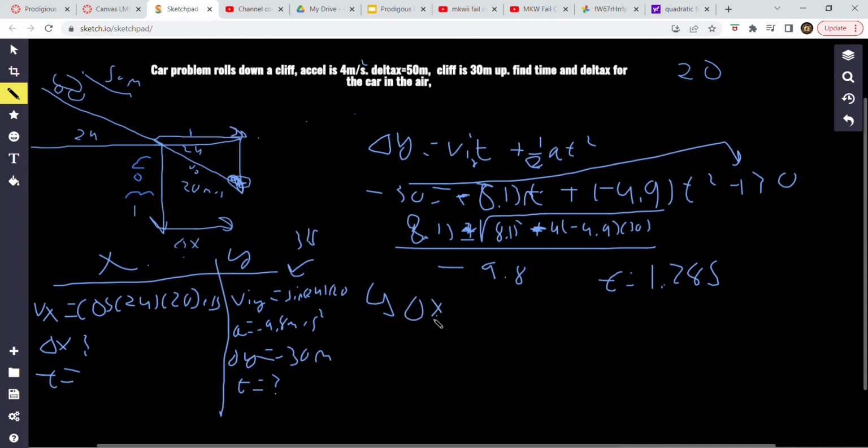Now that we know the time, we just simply plug in and solve for delta x. Delta x, which is d, is equal to r times t. So we're going to get Vx times t. Now we solve: delta x is equal to cos 24 times 20, and then we multiply that times 1.78. And we're going to get delta x is equal to 32.5 meters. So we have that and we have that.